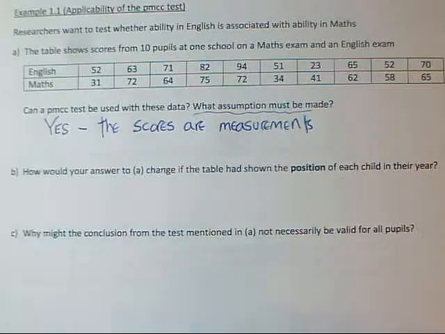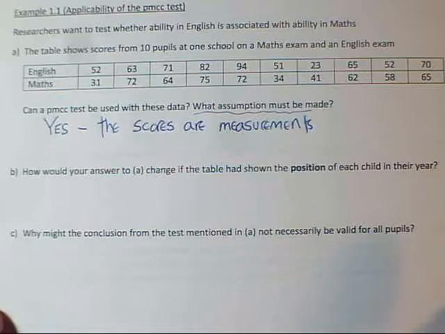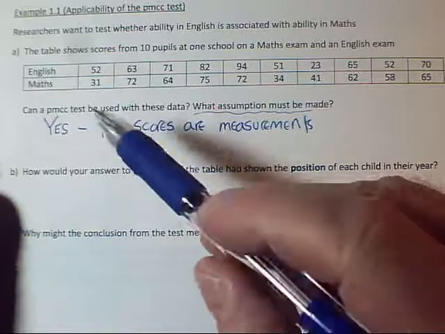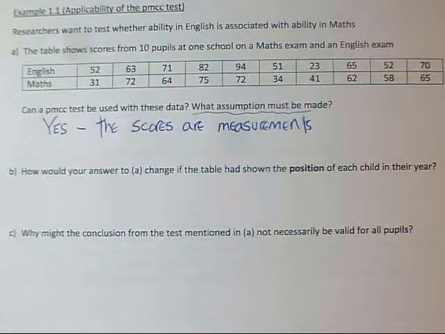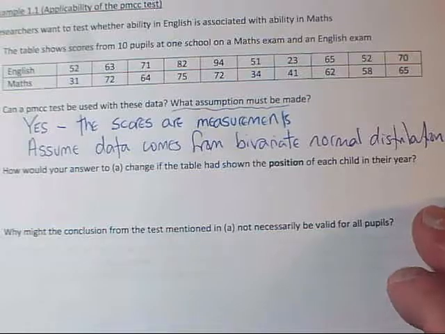Okay, not only must they be measurements, but for the product moment correlation coefficient, we do need the data to be what we call bivariate normal data. In other words, the scores for English and maths looked at separately have to both come from normal distributions. So our assumption is, assume that the data comes from a bivariate normal distribution.